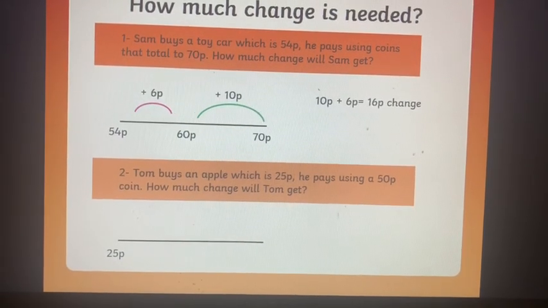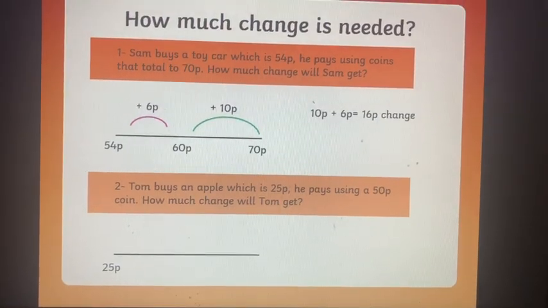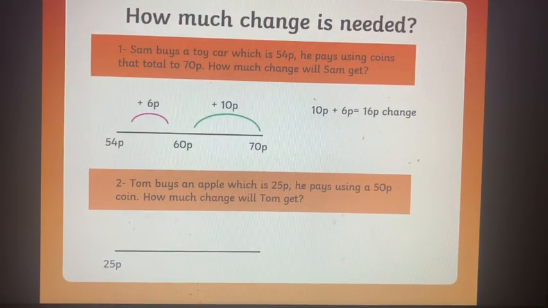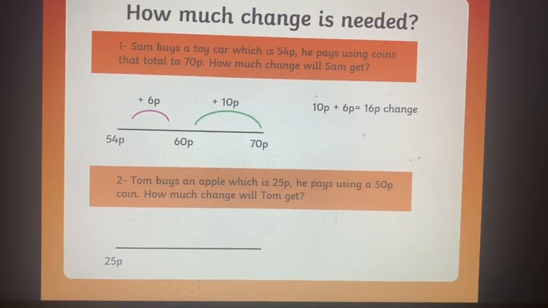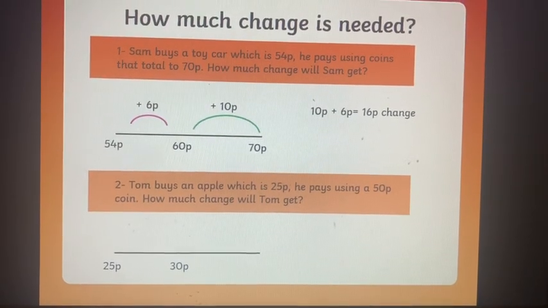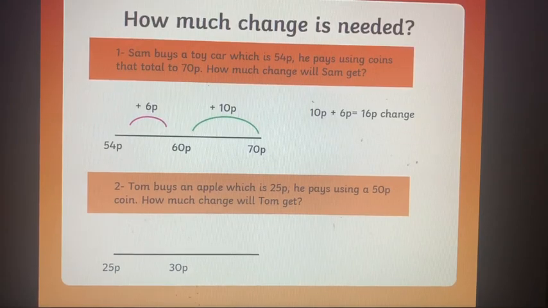So the next step to working out how much change is needed is to work out how much it'll take to get to the nearest 10. So I'm counting up to the nearest 10. And the nearest 10 to 25p is 30p. So I'll just write that underneath my number line. If you can now do that as well, please.